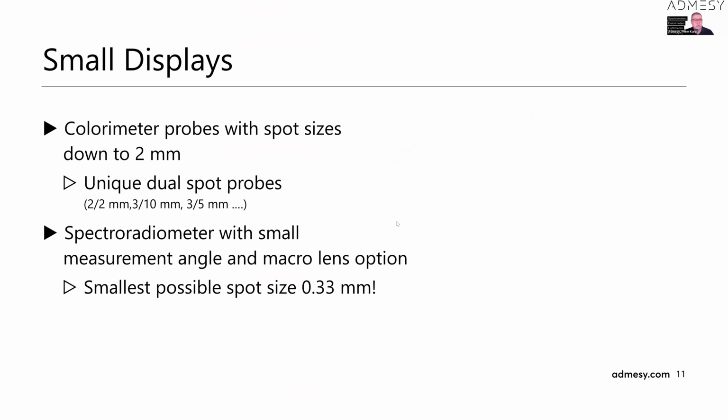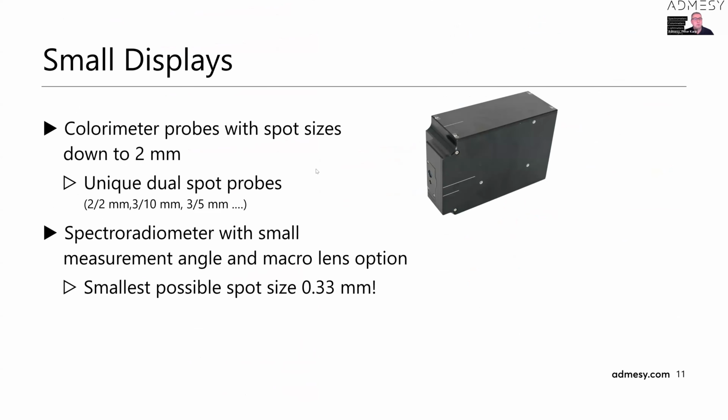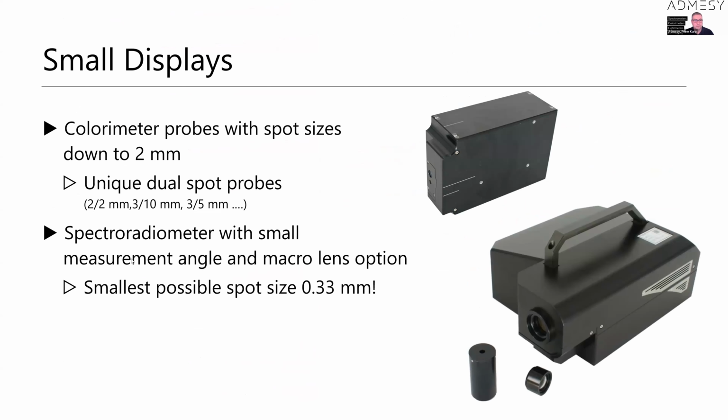And for small displays, you of course need to make sure that you have small probes, so with a small measurement spot, and that goes down typically for our instruments to 2 millimeter. And for the spectroradiometer, you even have the possibility, with a small measurement angle you can choose in the instrument and a macro lens, to go down to 1/3 of a millimeter as a single measurement spot.